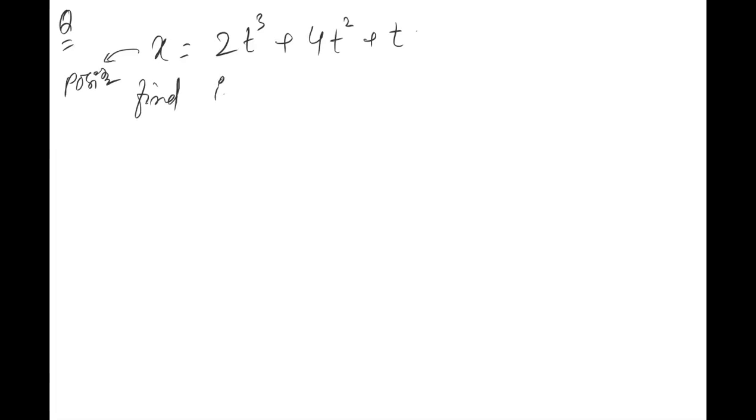Okay, the question is this way. x is equal to 2t cube plus 4t square plus t. This x is position, okay, and t is time. You can understand that, right? You have to find the instantaneous speed at t equal to 2 seconds. You can solve it. You just have to differentiate, nothing else. So try to solve and let me know the answer.